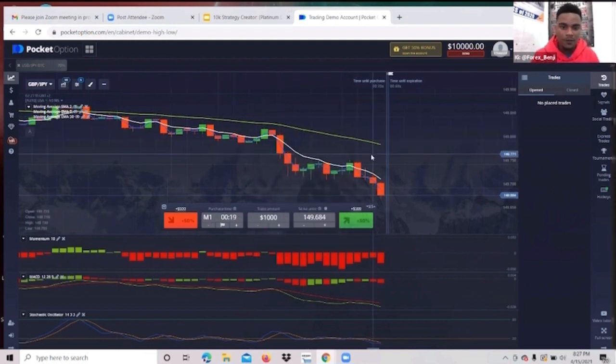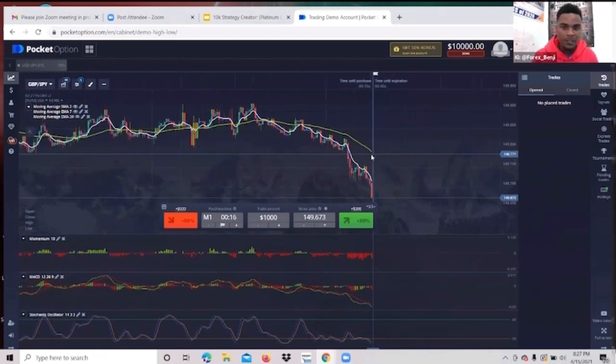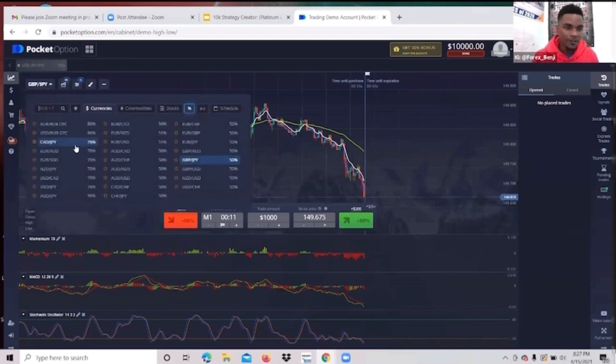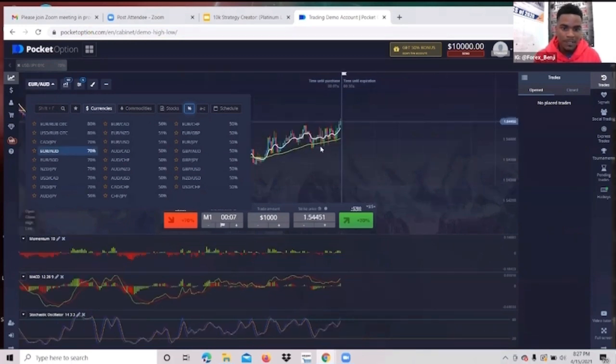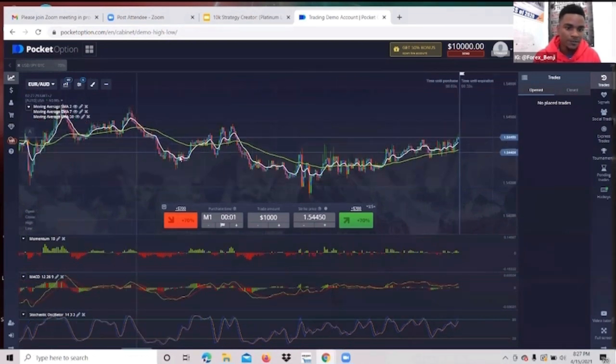So now that you have all these marked into your chart, it should be similar to what I'm seeing now. Now we're going to go select the pair so we can use this strategy in the market. Starting with Euro AUD, 70% payout. First, we want to identify our support and our resistance.